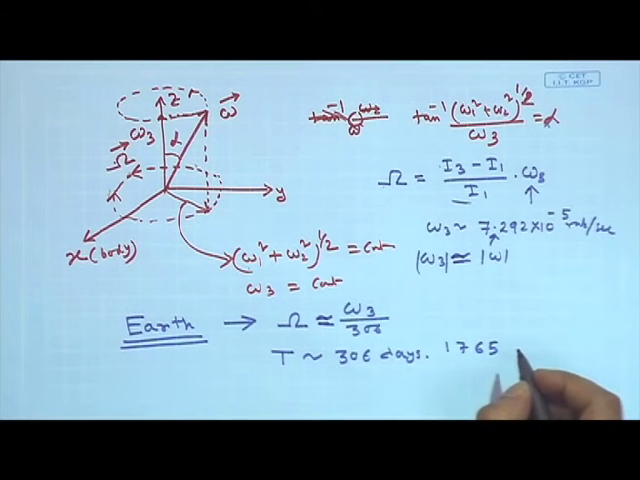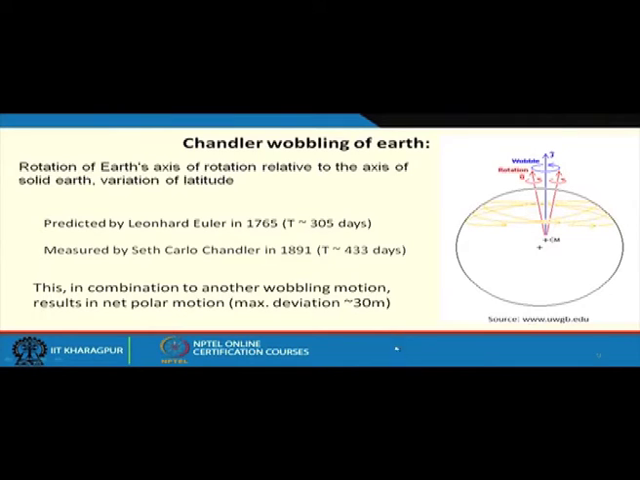1765, I guess. Okay, let me just quickly verify the numbers. Yeah, 1765. Now, it turned out that this rotation is called the Chandler wobble of Earth, which is a measurable quantity. It was predicted by Leonard Euler in 1765 to be around 305 days, but it was measured in 1891 by Seth Chandler, and the actual measured value was found to be close to 433 days.